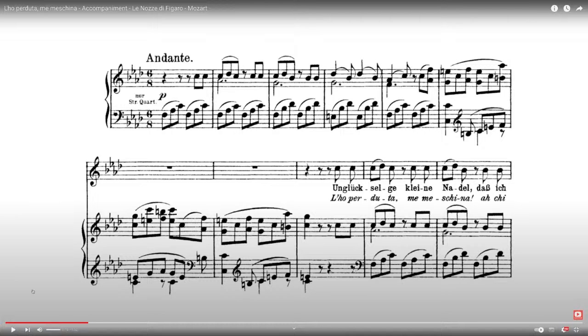See how I'm phrasing. I'm singing it like I would actually speak it. L'ho perduta. So the ta at the end is short. I'm not hanging on. I also have to get in a breath. Well, I don't have to. I don't breathe here. L'ho perduta me meschina.